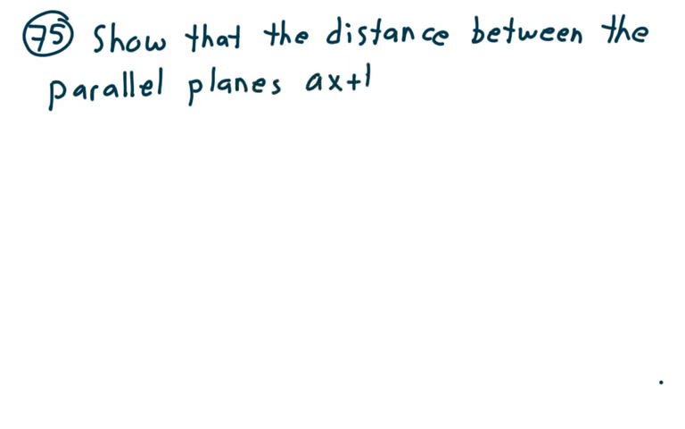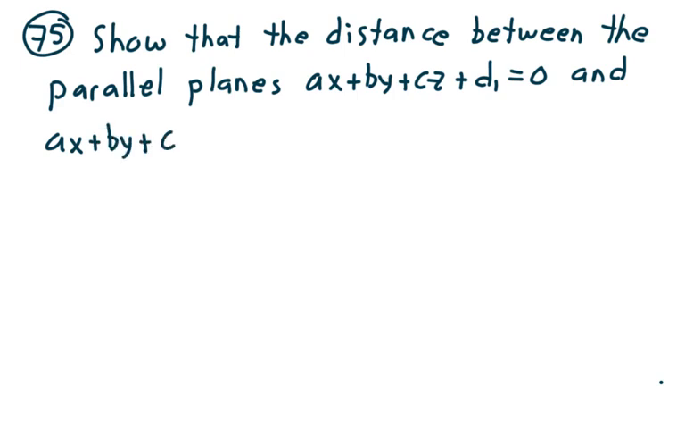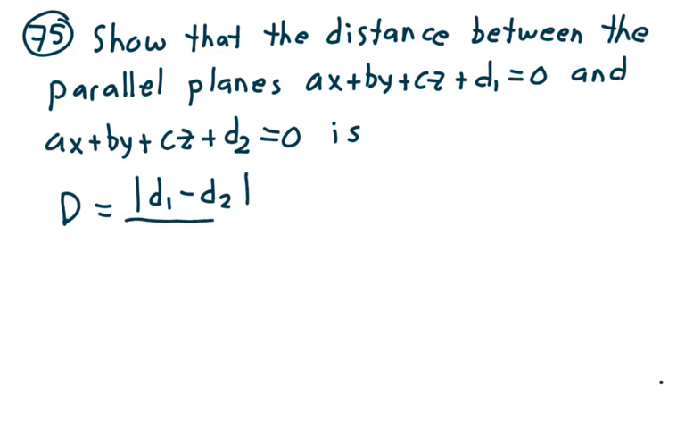AX plus BY plus CZ plus D1 equals 0, and AX plus BY plus CZ plus D2 equals 0 is, I'm going to take capital D, and this is the absolute value of D1 minus D2 divided by the square root of A squared plus B squared plus C squared.